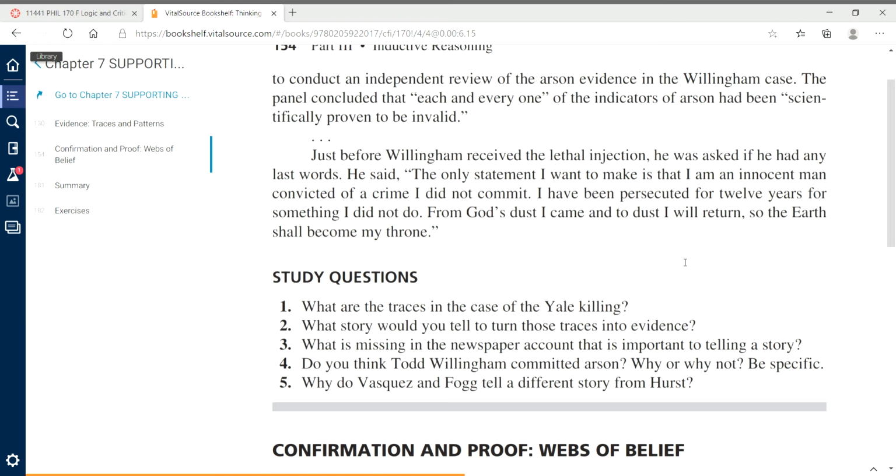Why do Vasquez and Fogg tell a different story from Hearst? And so Vasquez and Fogg are the 2 original arson investigators. And Todd Willingham's house burns down, and they are suspecting him of arson and murder because his children were in the house and he was unable to get them. And he's being suspected of arson. And so they're the first ones to investigate the incident, and they conclude that he is guilty of arson. And they look at particular sets of evidence and patterns and draw conclusions. And then later on, while he's on death row, another investigator named Hearst re-examines the evidence and concludes that it was an accidental fire and it was not arson.